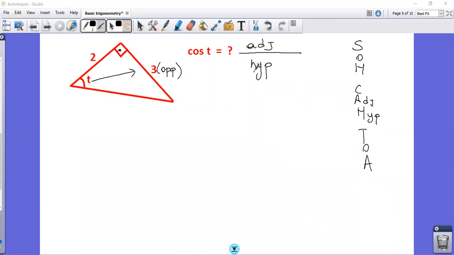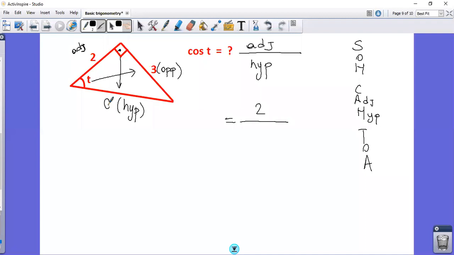So this is always the hypotenuse. Let me put it in brackets, because the side opposite to 90 is always the hypotenuse. And what is left? 2 is left. It is adjacent to the angle T. So the answer is going to be adjacent, 2, over hypotenuse. We don't know the length of the hypotenuse. So let's say that it is C.